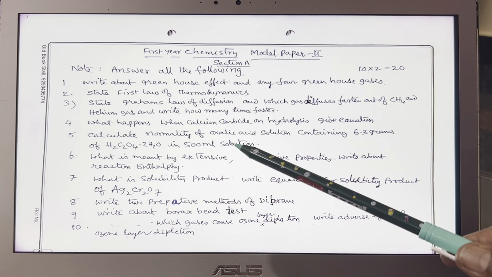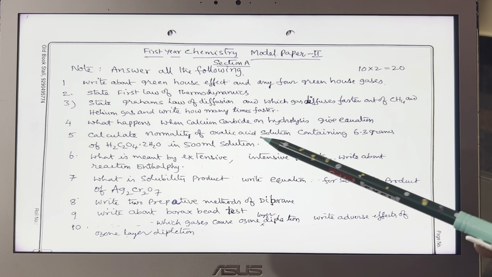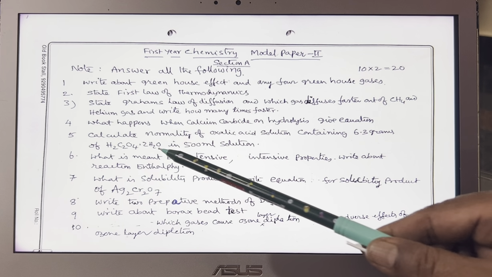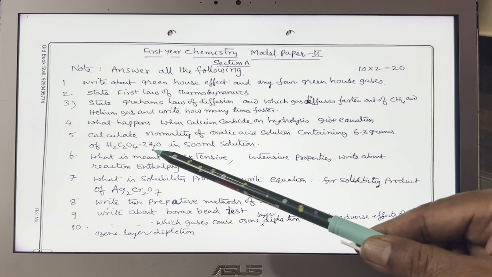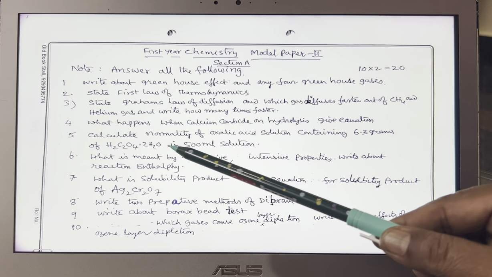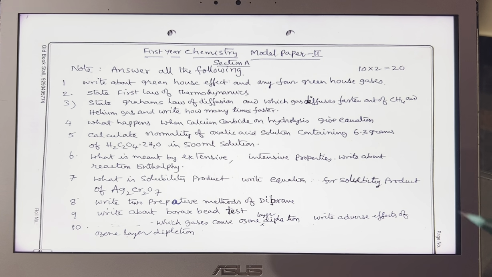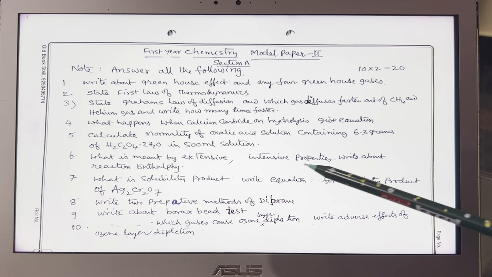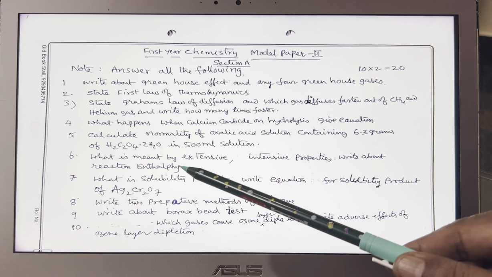Fifth bit is calculate normality of oxalic acid solution containing 6.3 grams of oxalic acid, H2C2O4.2H2O, in 500 ml solution. What is meant by extensive and intensive properties? Write about reaction enthalpy.